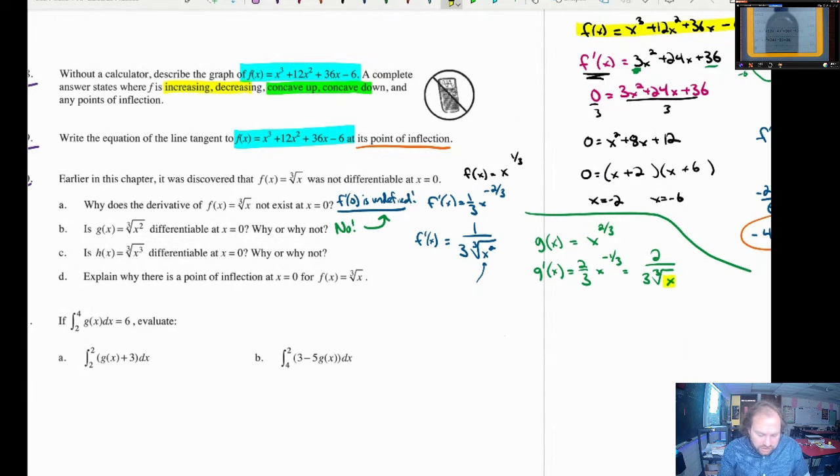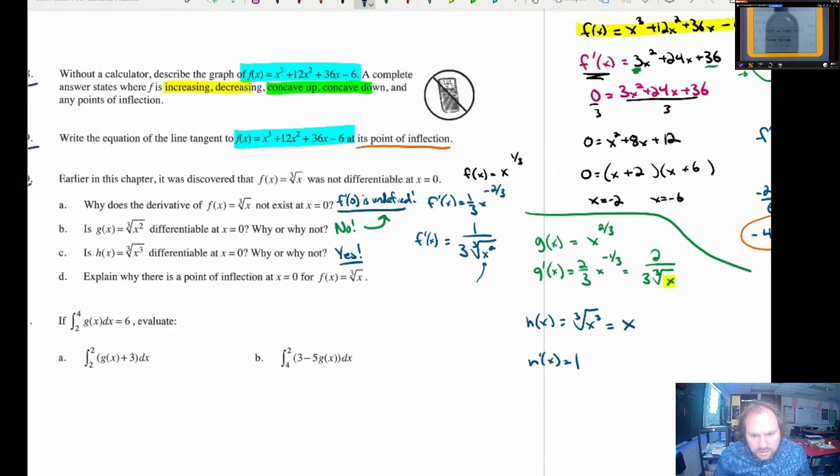Question C, h of x is an even easier function to deal with. H of x is equal to the cube root of x to the 3rd, which you smart people out there are just going to recognize as just x. That's the same function, and h prime of x is equal to 1, and so it totally is differentiable. It's differentiable everywhere. There is no problems with h of x at all.